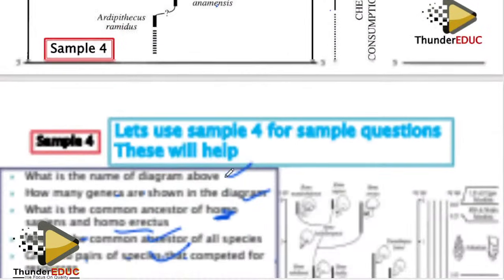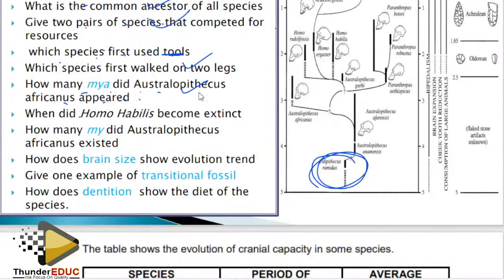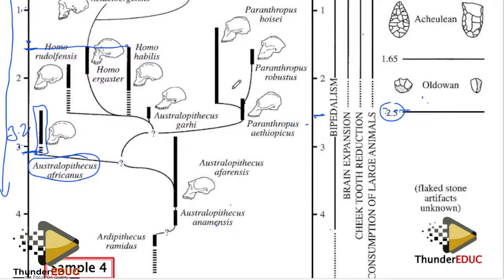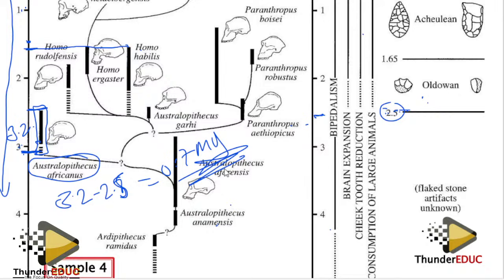Then they are saying, how many million years did Australopithecus africanus exist? Here now we don't say million years ago. You just tell us how many million years, because it's like asking you how old are you. You don't tell me 20 years ago. No. Australopithecus africanus is here. So now I have to see where it started, maybe 3.2, and where it ended, maybe 2.5. So I'll say 3.2 minus 2.5. Maybe it's going to become 0.7 million years. Not million years ago, because they're talking about how long it existed.